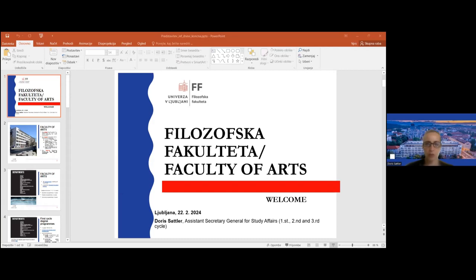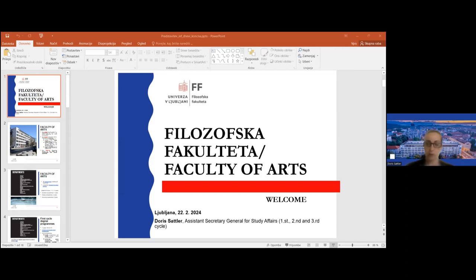So I will start with the presentation of the Faculty of Arts. On the left picture, you can see the Faculty of Arts. The Faculty of Arts is the oldest faculty of the University of Ljubljana, and in 1919 just celebrated its 100th anniversary. It is also the largest university unit in Slovenia, considering the number of disciplines that we cover, the number of study programs, the number of staff, and the number of students.